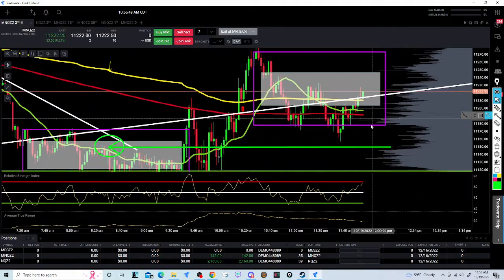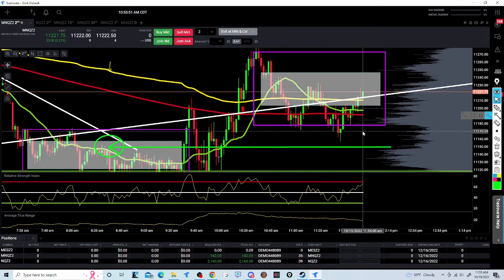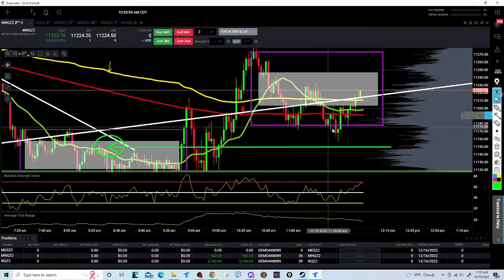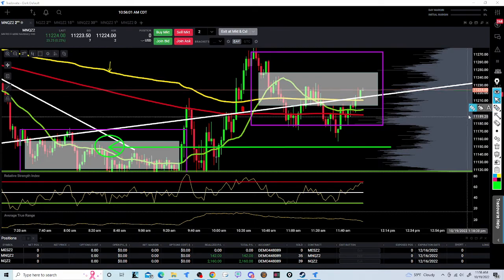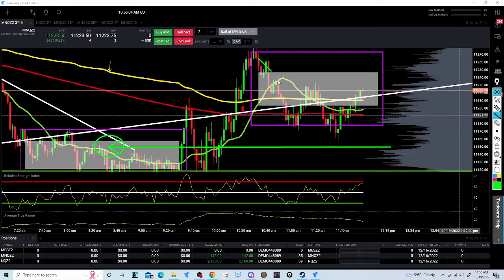So this range actually worked. Now we can adjust this range, but let's just take a look at this. Had we traded this just like a range, would you have taken this trade or not? Would you have bought the close of this candle? This is great that this worked out this way.